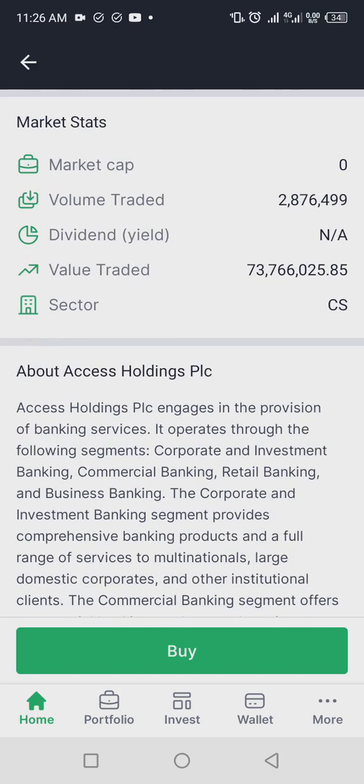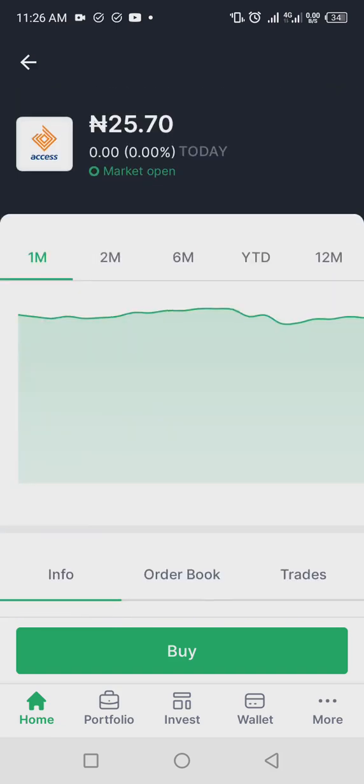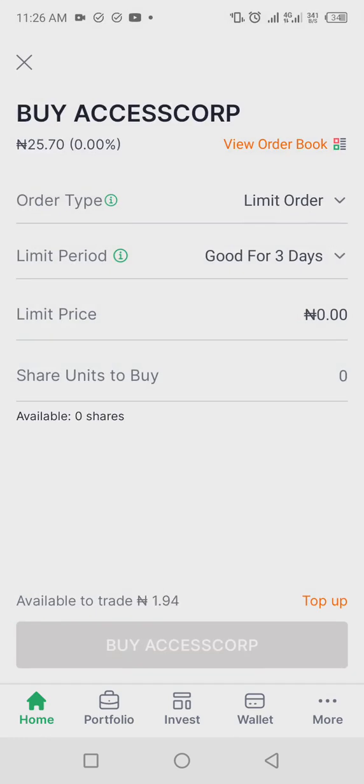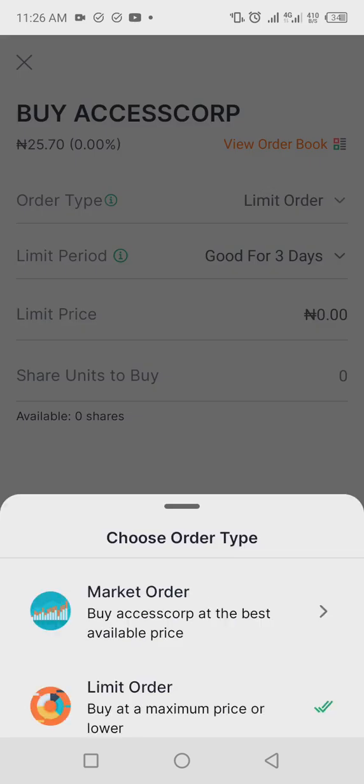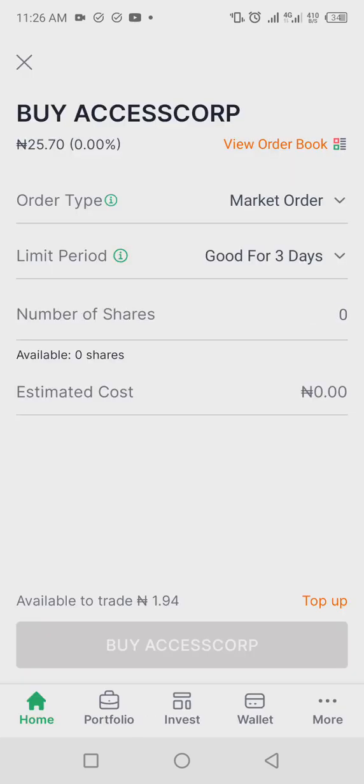So let's assume I want to buy the Access Bank stock at 25 naira 70 kobo. I'll click on buy. Now look at this limit order. You change it first from limit order to market order. Is that okay? From limit order to market order. Market order means you want to buy immediately. Limit order means you want to buy at a certain price or at a certain time.